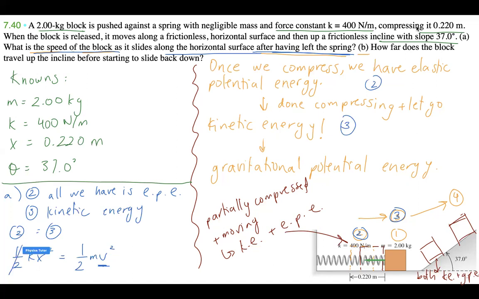First we can cancel out this half and this half, because we have half on both sides. And because we're isolating for v, we can divide both sides by m. Then v squared equals kx squared over m, and we square root both sides. So v is equal to the square root of kx squared over m. Now, all we have to do is plug in our values, right?